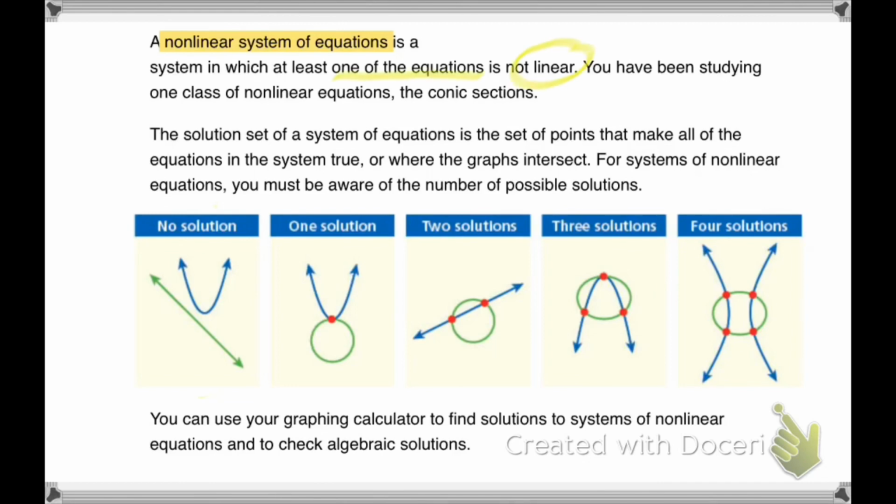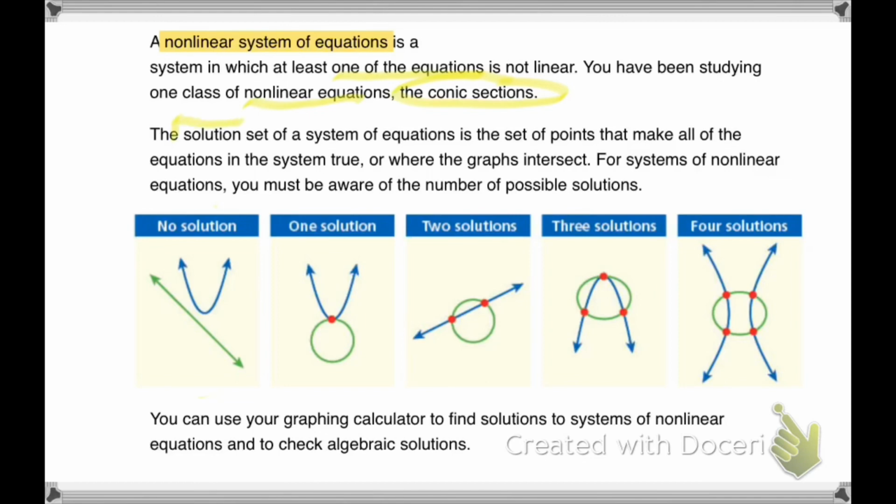So because we're going to have two equations that we're looking at, one can be a line, but the other one has to be nonlinear, not a line. Both could be nonlinear. That's okay. But at least one cannot be a line. So we've been studying one class of nonlinear equations, which are the conic sections. So we have those four conic sections we've been looking at. We're going to be mixing all of those and basically just looking for points of intersections.